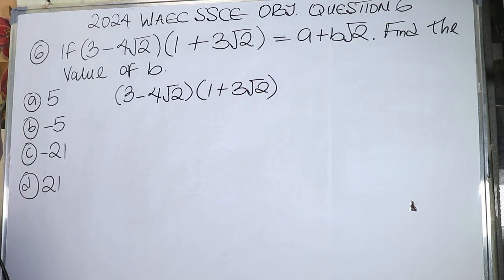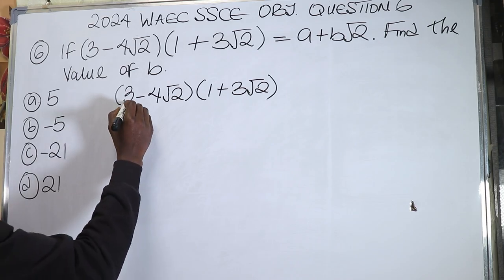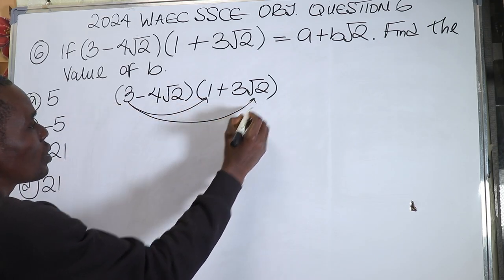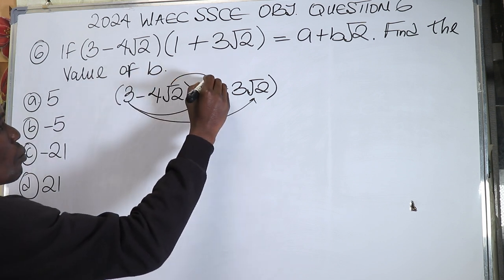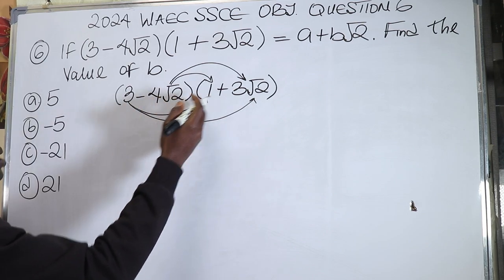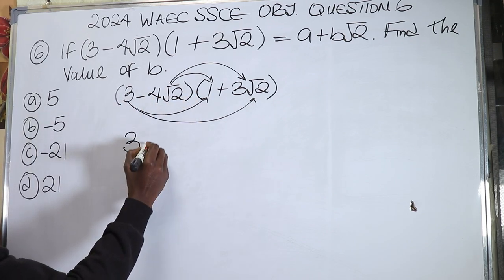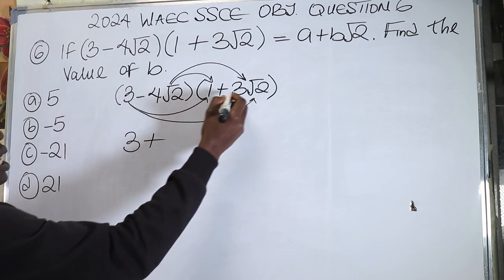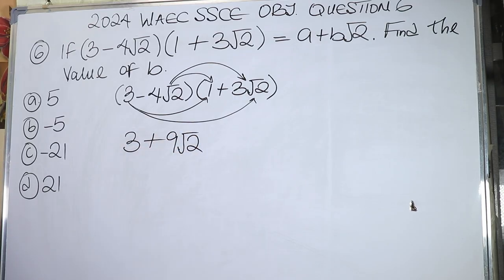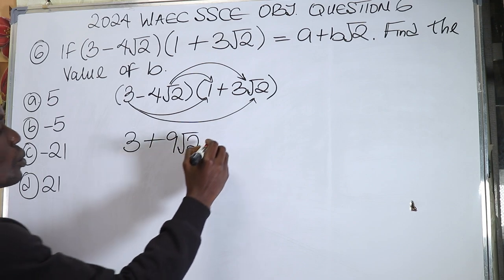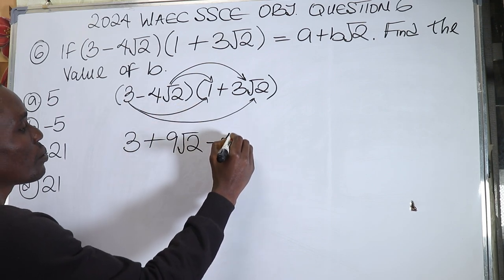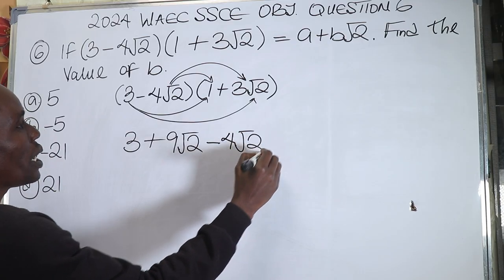So if we go with our multiplication, this will multiply this, and this will also go and multiply this, while this will multiply this, and this will also go to multiply this. So 3 times 1 will give us 3, plus 3 times 3 root 2 will give us 9 root 2, right? Good. So we'll go to negative 4 root 2. We have negative 4 root 2 times 1 will give us negative 4 root 2, right?